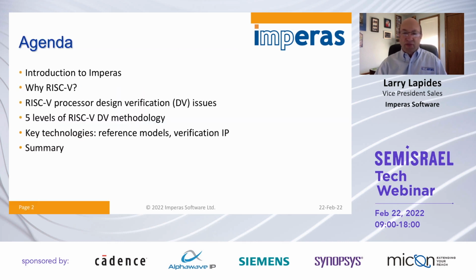My agenda for today is to provide an introduction to Imperas and then talk about RISC-V, why RISC-V is being adopted by so many companies. We'll go into the RISC-V processor design verification issues, talk about the 5 levels of RISC-V DV methodology, and then 2 key pieces of technology, the reference models and the verification IP, and then we'll summarize. So let's start with an introduction to Imperas.